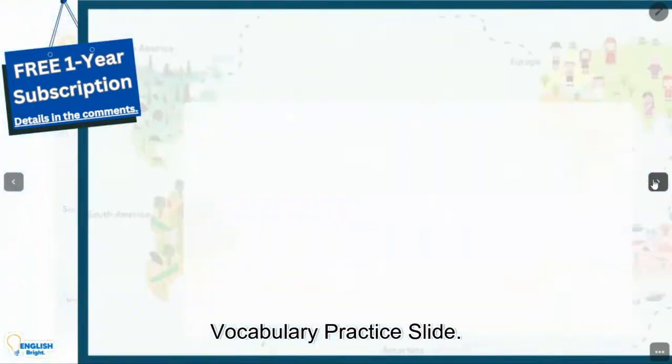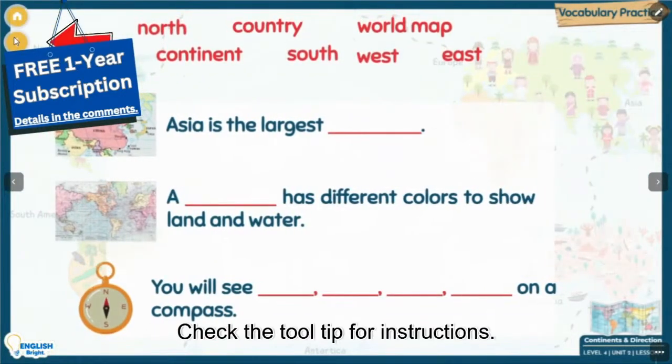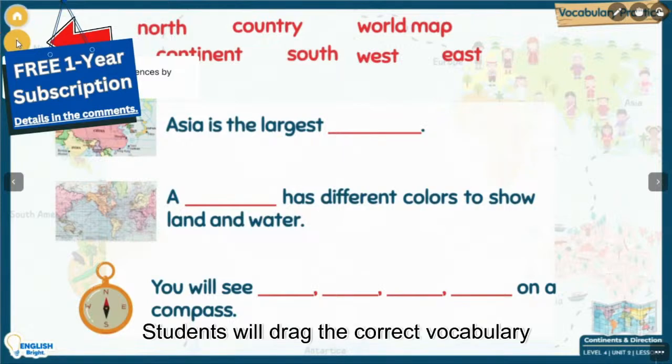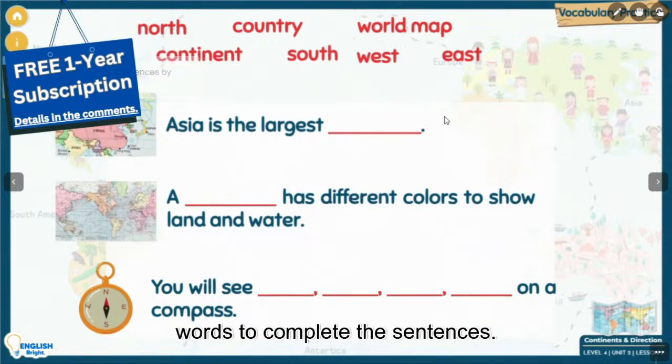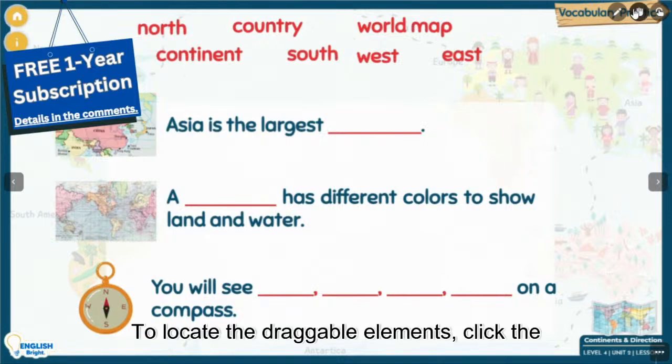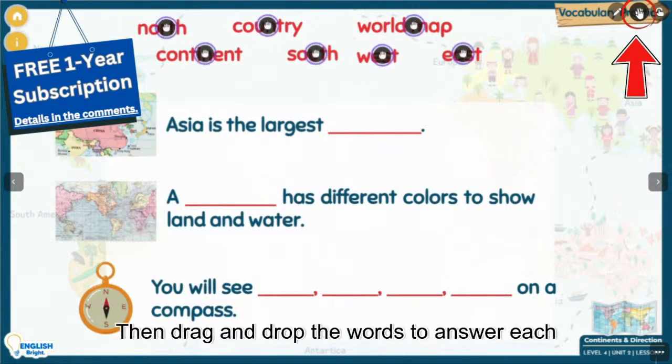Vocabulary practice slide. Check the tooltip for instructions. Students will drag the correct vocabulary words to complete the sentences. To locate the draggable elements, click the hand button. Then drag and drop the words to answer each question.